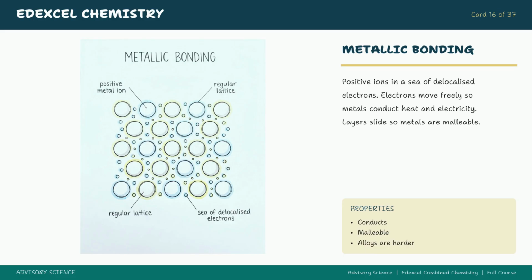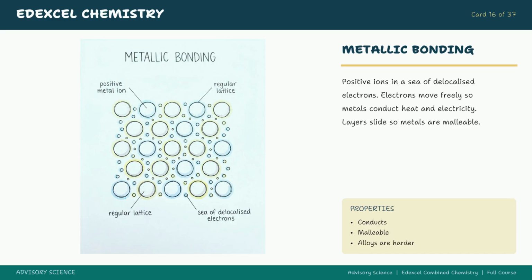Metallic bonding. In a metal, positive ions sit in a regular lattice surrounded by a sea of delocalized electrons. Those electrons are free to move, which is why metals conduct both electricity and heat. The layers of ions can slide past each other, so metals are malleable.